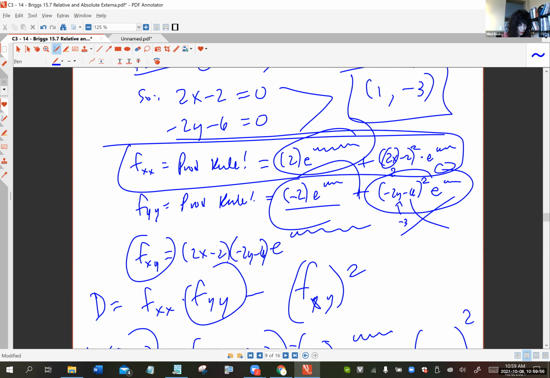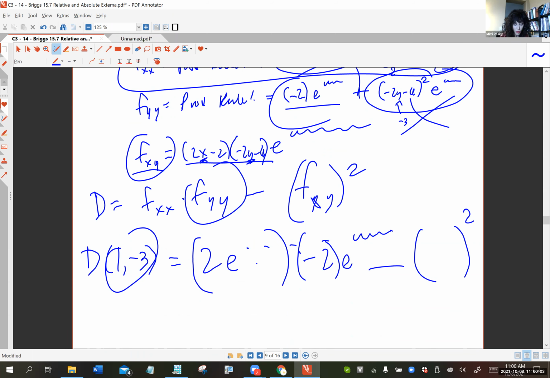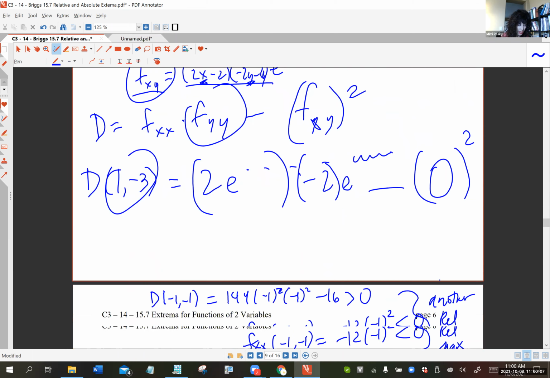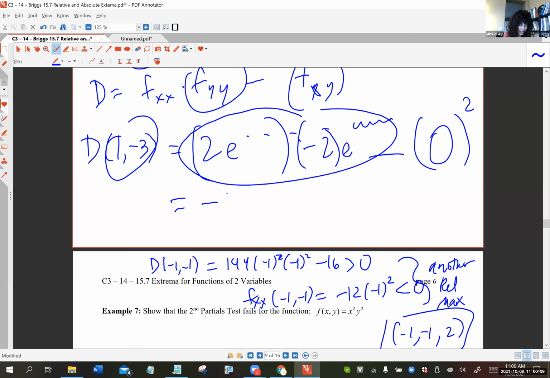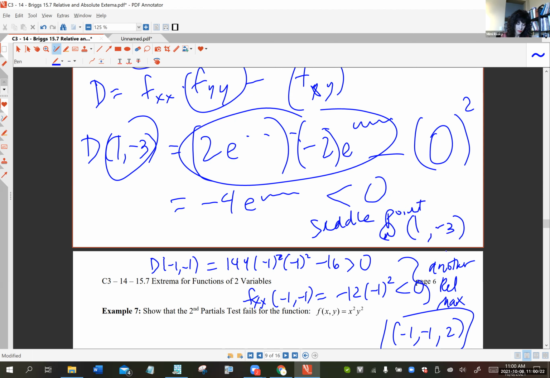But if you look at your fxy, when you plug in x equals 1 and y equals negative 3, your fxy evaluated at this critical point is going to be one big fat 0. So he's gone. So all you have here is negative 4 e to the blah, blah, blah. But that's always going to be a negative number. So we have a saddle point at this point, 1 negative 3.